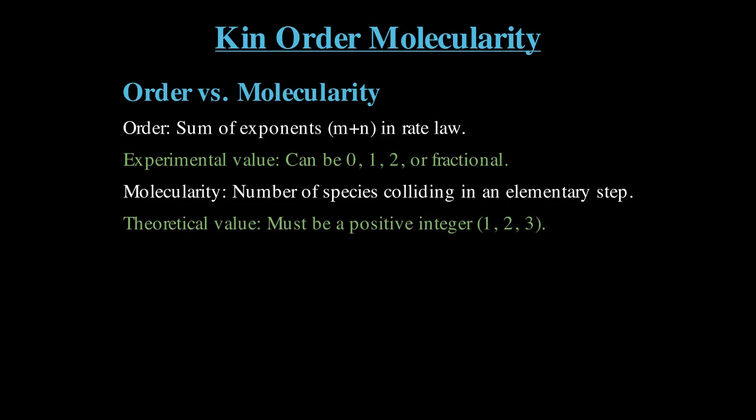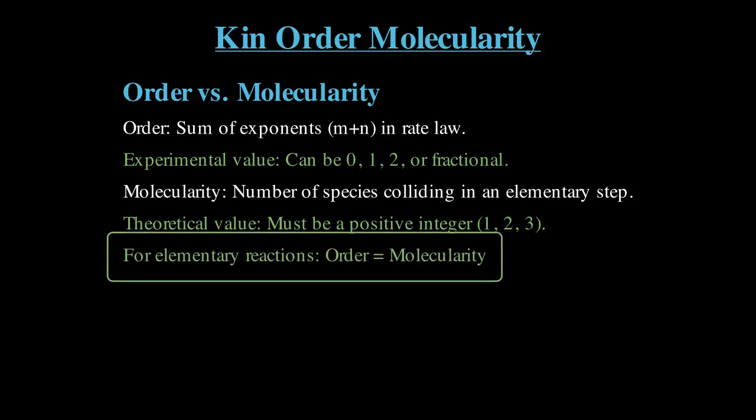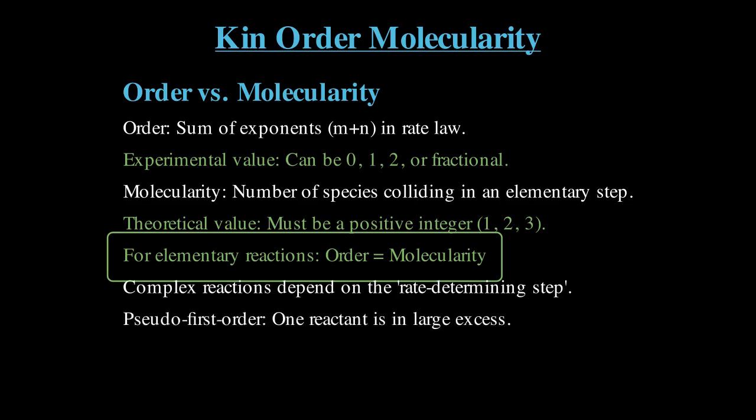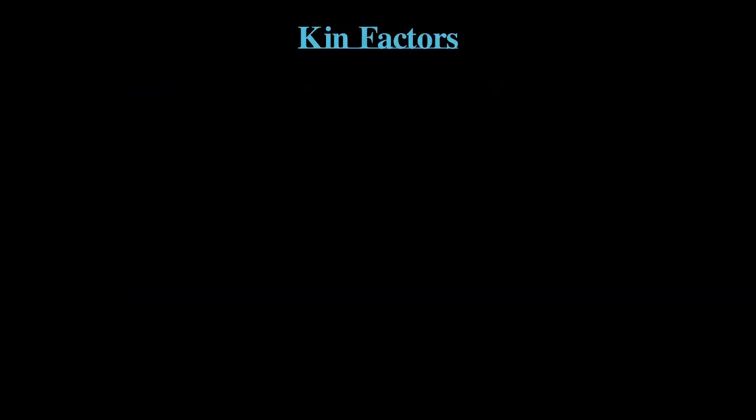Here's the main distinction: for a simple, single-step reaction, the order will equal the molecularity. For complex, multi-step reactions, the overall order is governed by the slowest step, which we call the rate-determining step. A special case is a pseudo-first-order reaction, where a second-order reaction behaves as first-order because one reactant is in huge excess. Finally, what factors can change the rate of a reaction?